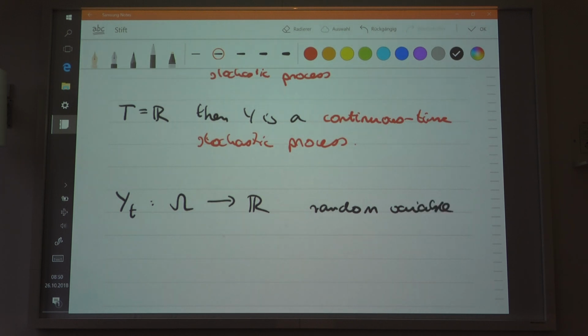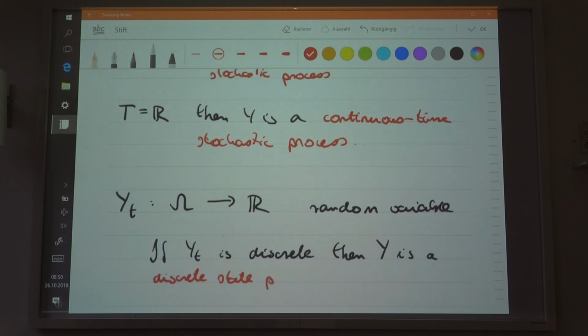Y_t is a random variable, and if Y_t is discrete, and we already know what a discrete random variable is, then the stochastic process is called a discrete-state process. So the stochastic process Y is a discrete-state process. So there's a discrete-time process and a discrete-state process. I'm going to give you a little example so you can see that later on.